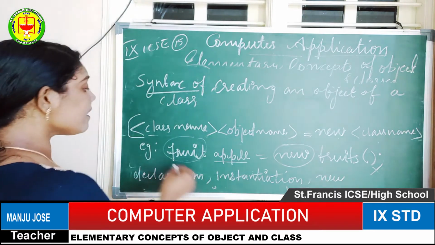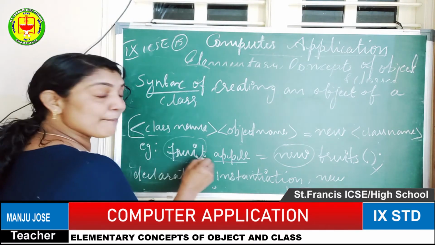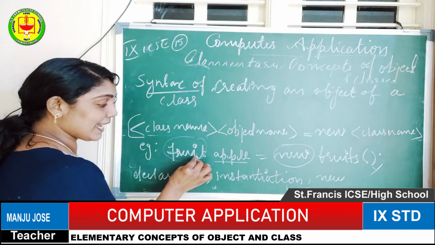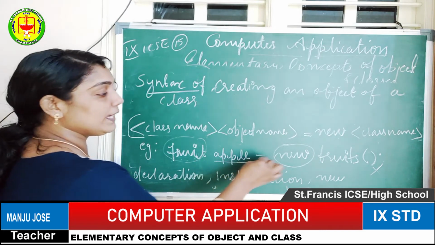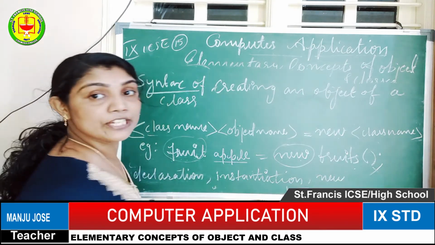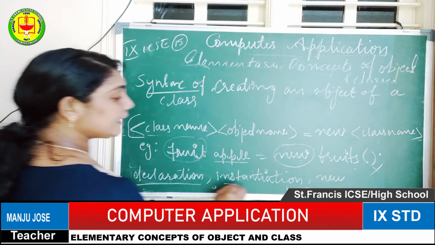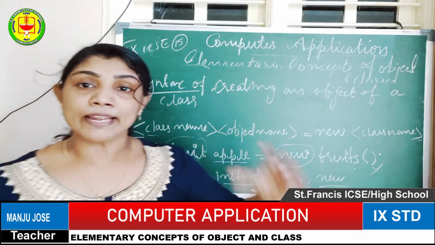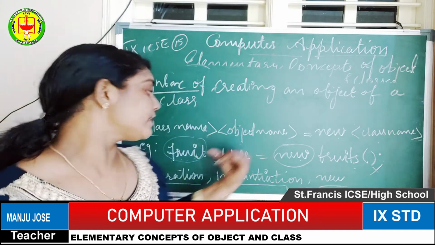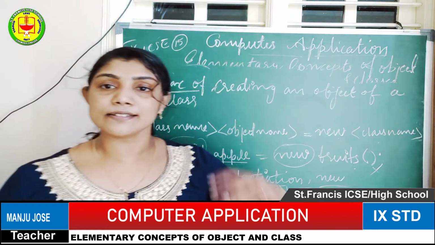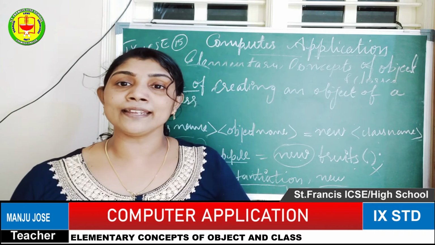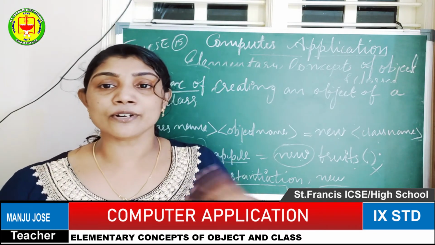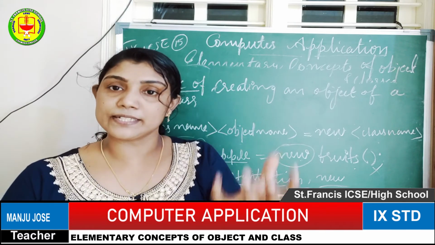Okay, so this is the writing method example for object creation in a class. Fruit is the class name, apple is an object, equal to new fruit function. So three terms we are using. What are the major three terms we use while creating an object in a class? The first one is declaration. Declaration is used for declaring a variable, class or object before using it in the program. That is called declaration. It means defining first itself.